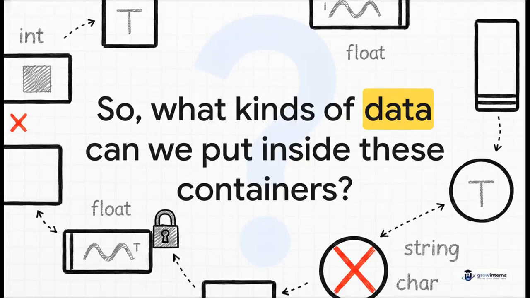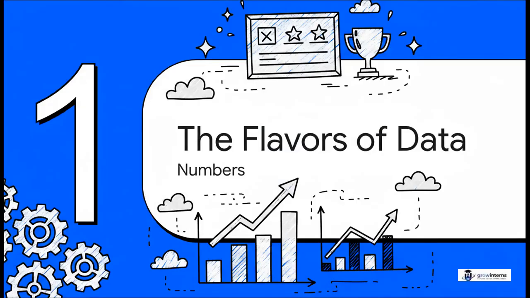Okay, so that declaration part, that int thing we just saw, that leads us to a really, really important question. We've got our boxes, but what kind of stuff can we put inside them? C++ is what we call a strongly typed language. That's a fancy way of saying it's very picky. You can't just shove any old data into any old box. You have to tell it the type of data it's going to hold. So let's talk about these flavors of data.